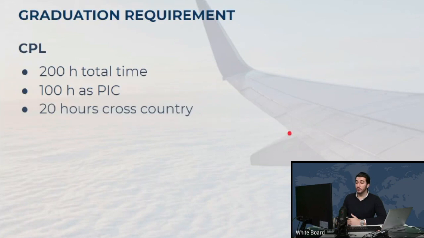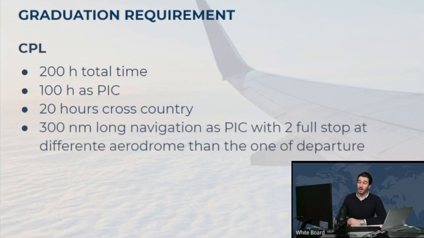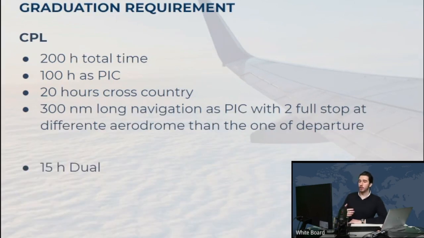100 hours as pilot in command, which usually after PPL you accomplish. 20 hours of these 100 hours have to be cross-country, in which one of these cross-country flights has to be 300 nautical miles long. And the PIC has to accomplish 2 full stops at different aerodromes other than the one of departure. So you basically do the same thing as you were doing in your PPL training, but 300 miles. Now, these are the requirements, but then you need the training.